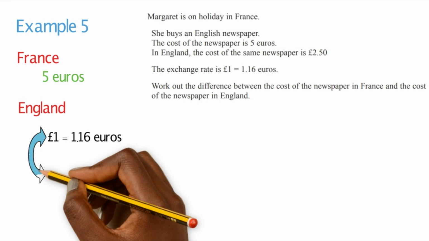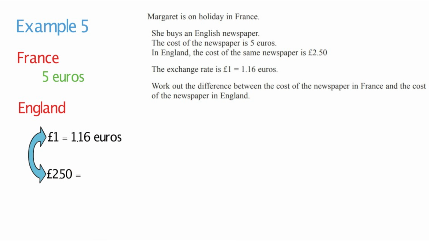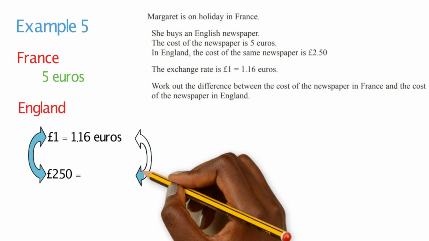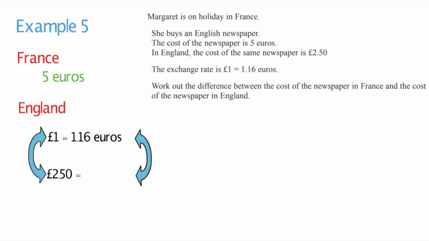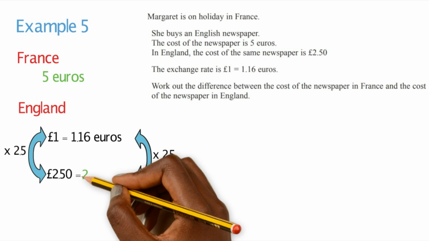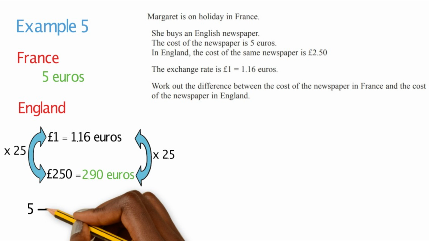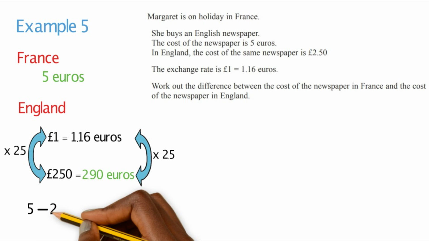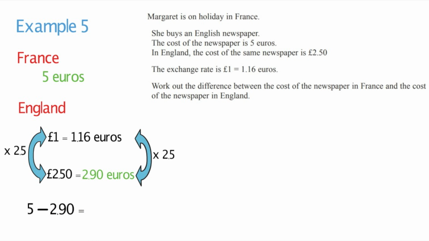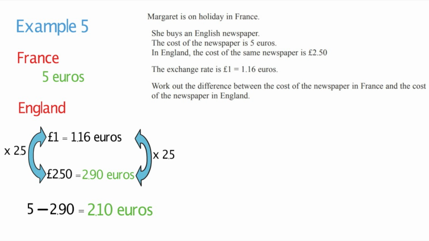Again, you're thinking, what number would you multiply by 1 to get £2.50? See if you can work it out before it comes up on the screen. Well done if you got it right. You would multiply by 2.5. So 1.16 times 2.5 gives you €2.90. Again, difference means subtract. So we're going to take away 5 and 2.90, which gives you €2.10. Again, you could have compared it in pounds.